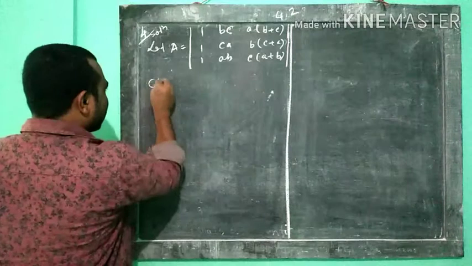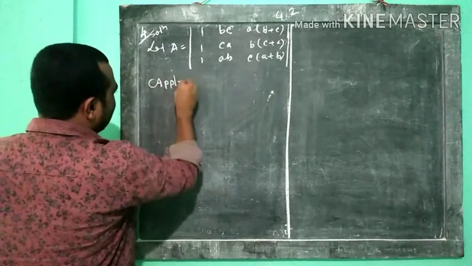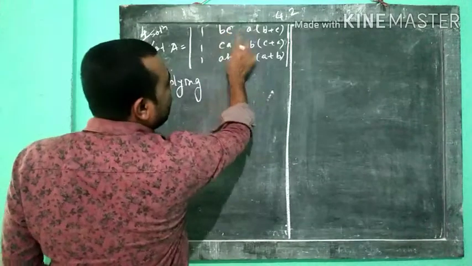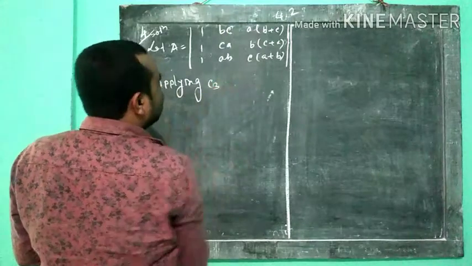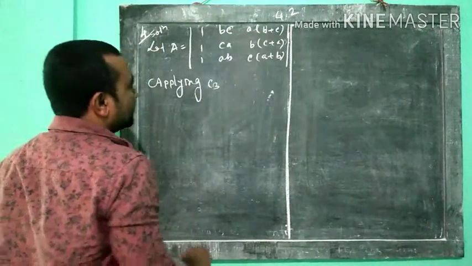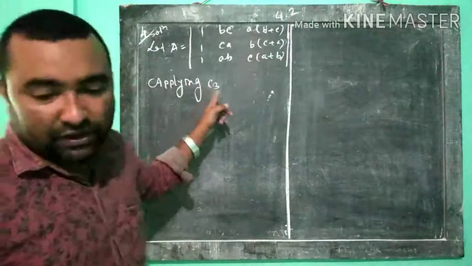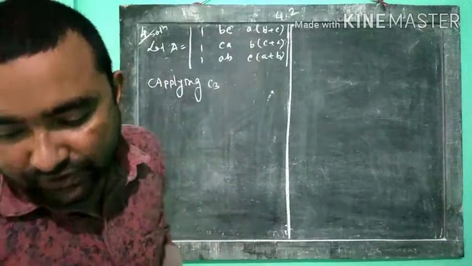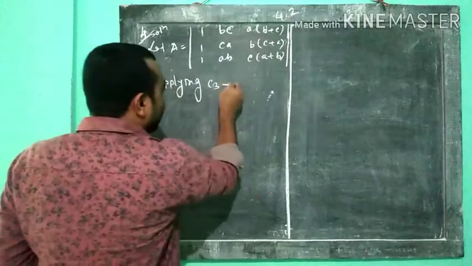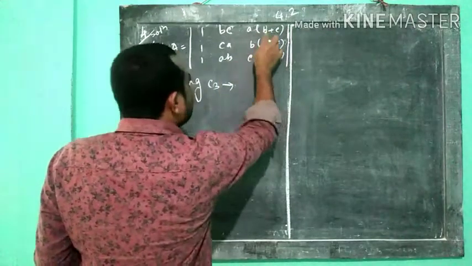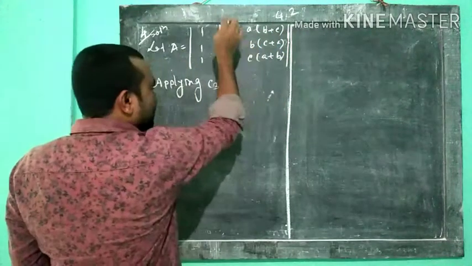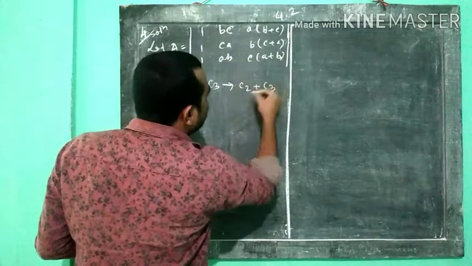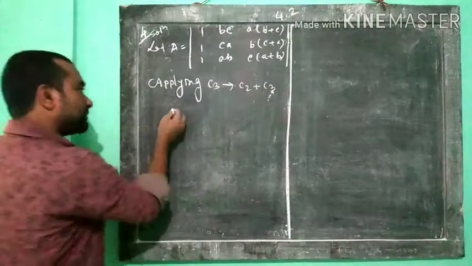We apply here, this is C2, this is C3. So C3 tends to C3 plus C2. C3 is AB plus AC, and this is BC, no? So what we get? C3 tends to C2 plus C3. Then what we get?